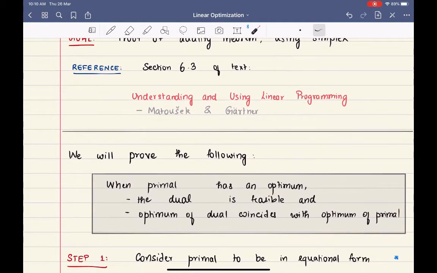We will do this in steps. As a first step, let us assume that the primal is given to us in equational form. Since we are employing simplex and we have seen simplex using the equational form, let's assume that the primal is given to us in equational form: Ax equal to b, x bigger than or equal to 0, and maximize c transpose x. At this point, it could be a good idea for you to try writing the dual by making use of the techniques that we saw in the last video. So what is the dual now?